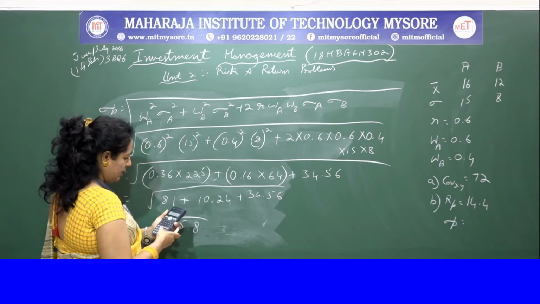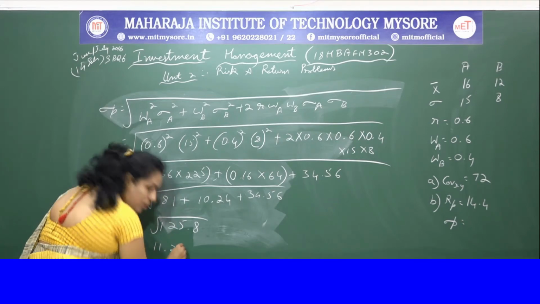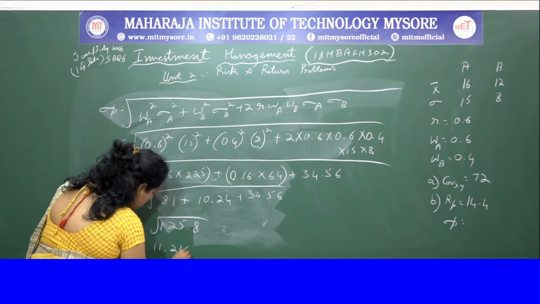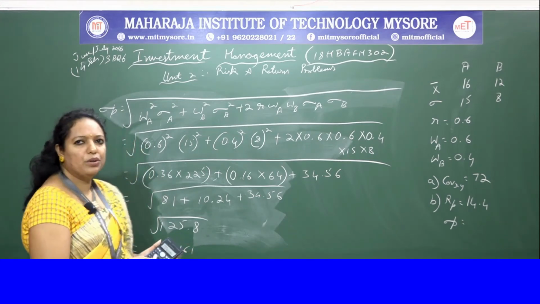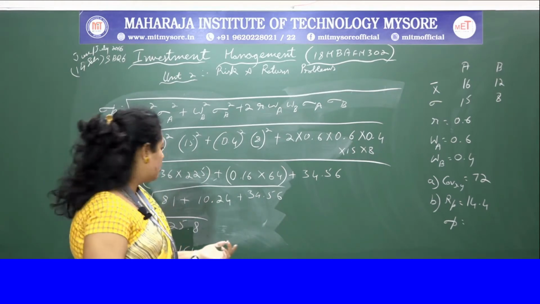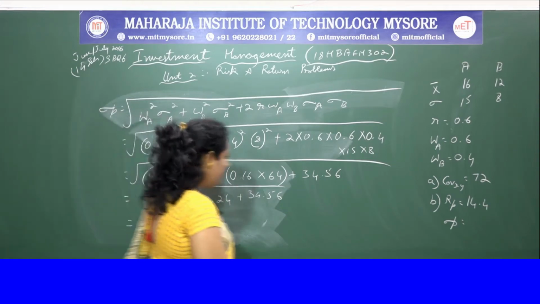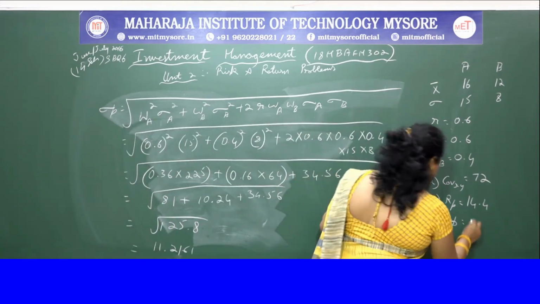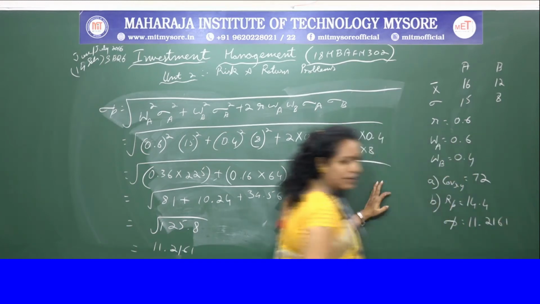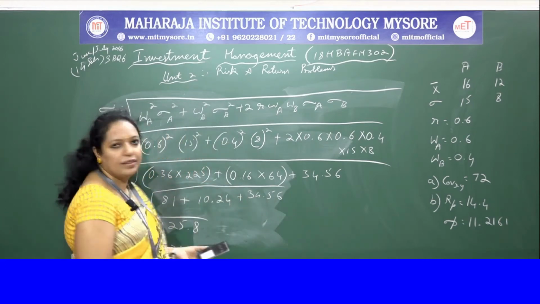So root of the answer you get 11.2. 2 you can take, or 2161. If you want 2 digits, you can stop at 2 digits, or if you want to continue further, you can put 4 digits. Okay, this is the answer for the standard deviation of P, that is 11.2161. Okay, hope so it is clear.